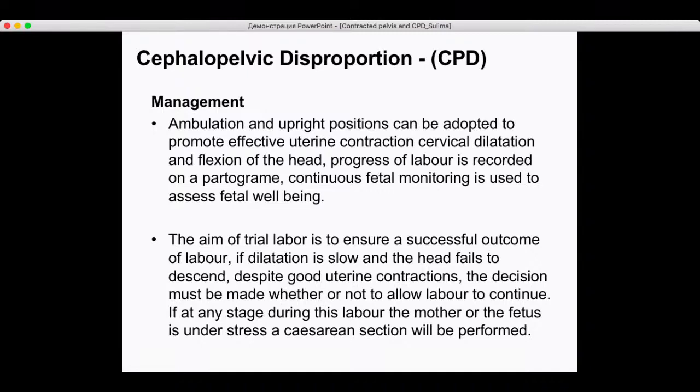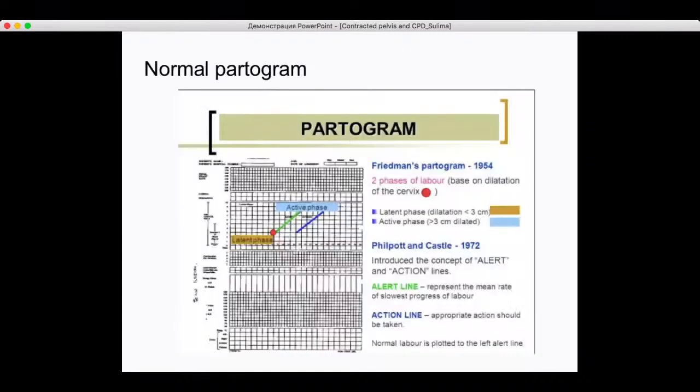The aim of trial of labor is to ensure a successful outcome of labor. If dilatation is slower and the head fails to descend despite good uterine contractions, the decision must be made whether or not to allow labor to continue. If at any stage during this labor the mother or the fetus is under stress, a cesarean section will be performed.